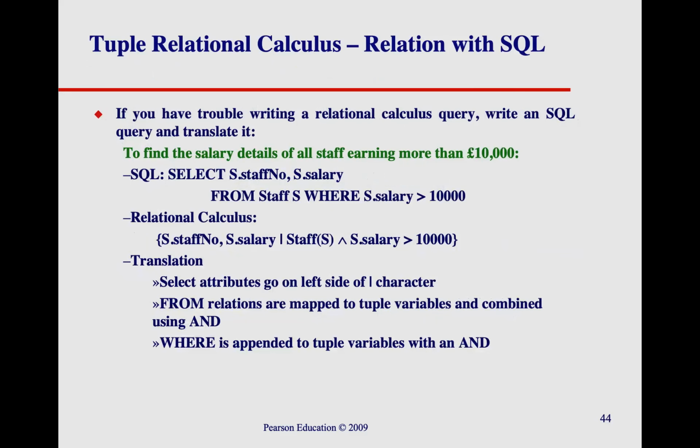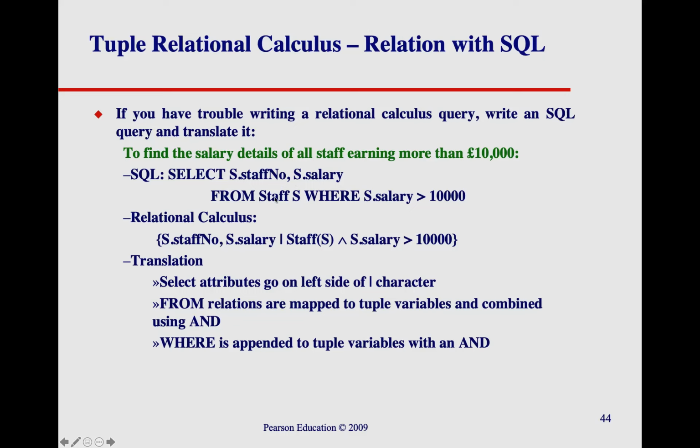And I did say that generally, if you're having difficulty writing the relational calculus query, you can write a corresponding SQL query. So here's the corresponding SQL query for getting staff whose salary is greater than 10,000. Anything that appears in the select statement goes on the left-hand side of the vertical bar. So you copy this part down to the left-hand side.